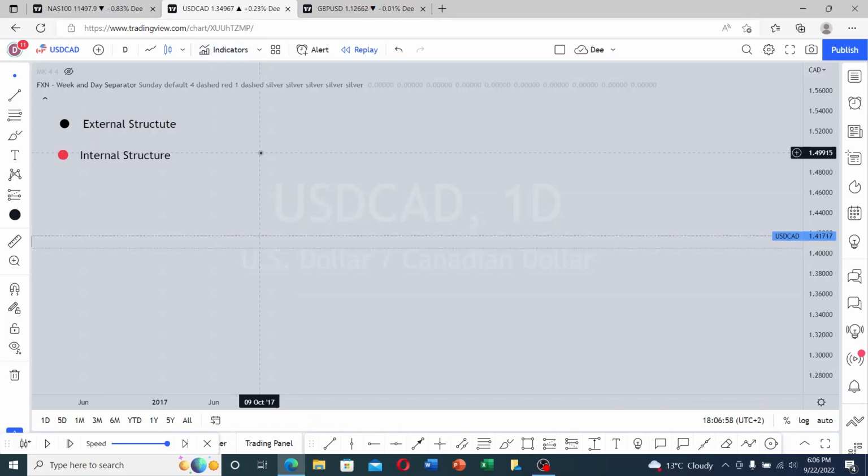Okay, so we have the external and internal structure. The internal structure occurs inside the external structure. If you understand top-down analysis or multi-time frame analysis, it is similar to external and internal structure. So for now, we're going to start with the external structure. This is the theoretical concept.